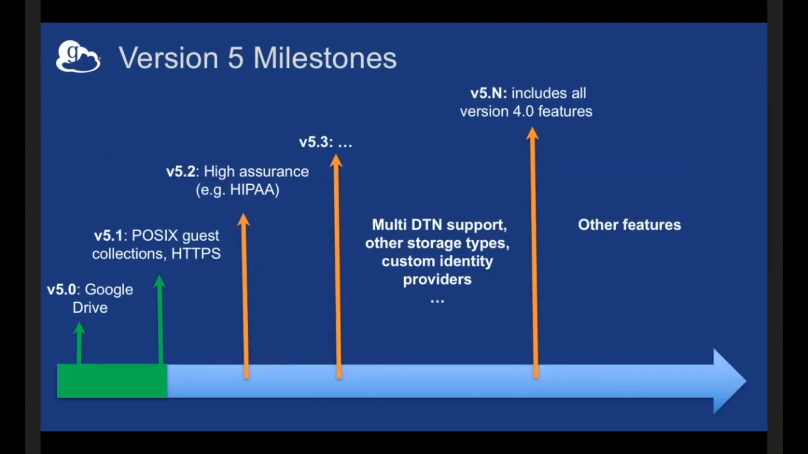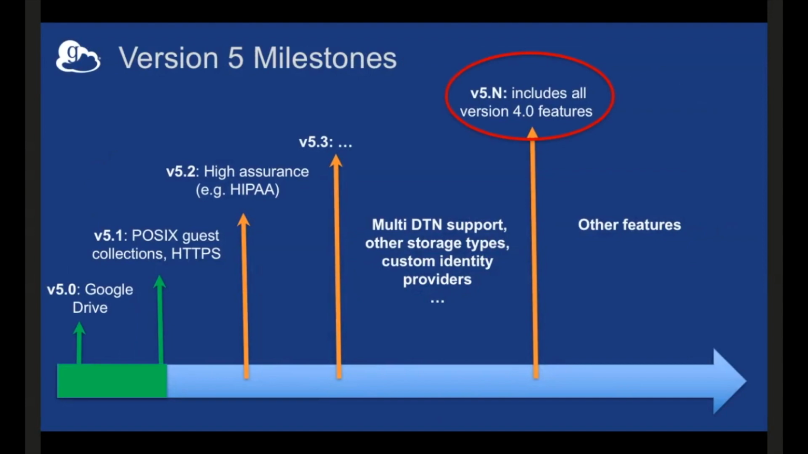And we progressively plan to add features to this until we hit a particular version, which not only includes all the new features that version 5 brings, but also the ones that are available as a part of version 4. So things like multi-DTN support and other storage types that you might be using with Globus. All of that will be available. And at that point, Globus will provide a migration tool for you to be able to take your version 4 endpoints and shared endpoints and everything and migrate it into a version 5 stack.